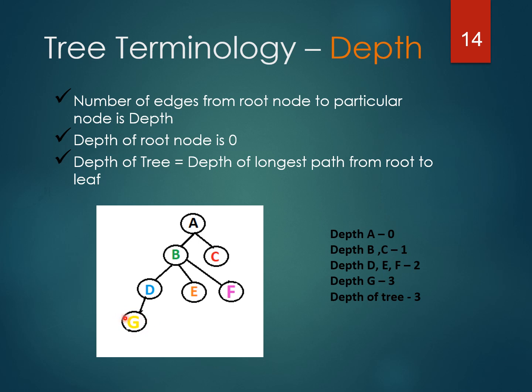Now depth of G. Depth of G is calculated from the root node. The path that leads to G is 1, 2, 3. So we have 3 edges covering from the root node till G. So depth of G is 3. Now amongst all the depths, you can see that this is the greatest value. So the depth of the tree is 3.